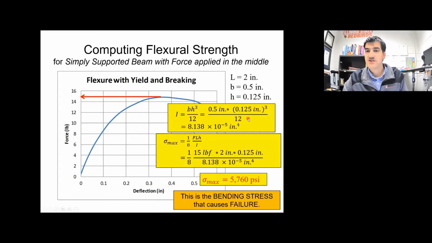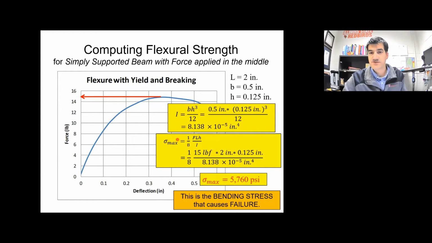And so if you plug that into your calculator, you're going to get 8.138 times 10 to the minus 5 inches to the fourth. That's going to be 0.0000838 inches to the fourth. That's our value of moment of inertia. Now that we know I, we can plug into this equation for stress, because flexural strength is a value of stress.